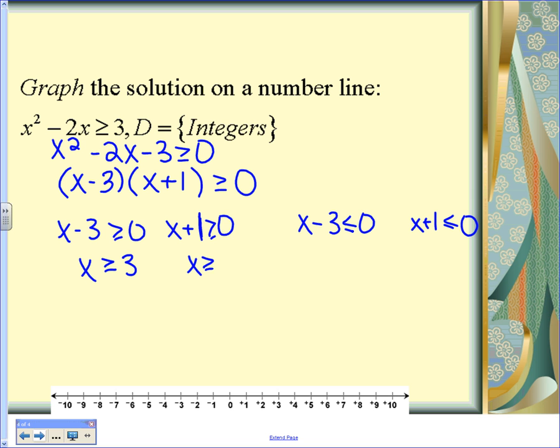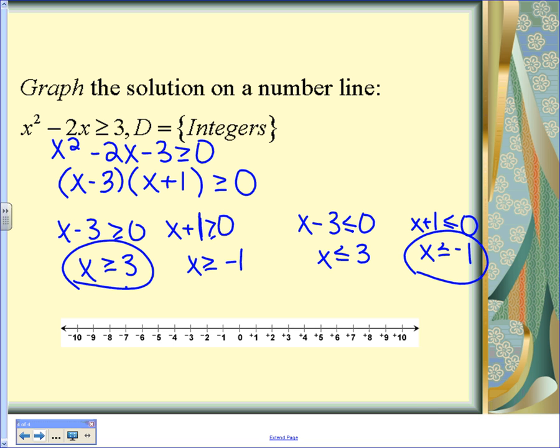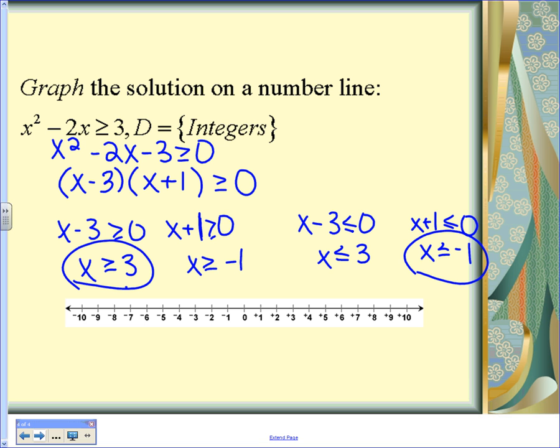3, negative 1, 3, negative 1, right? So we look at these two. Which one are we going to use? And over here? All right. So what is it going to look like when you graph it? That's part of it. What about the rest of it? You agree?